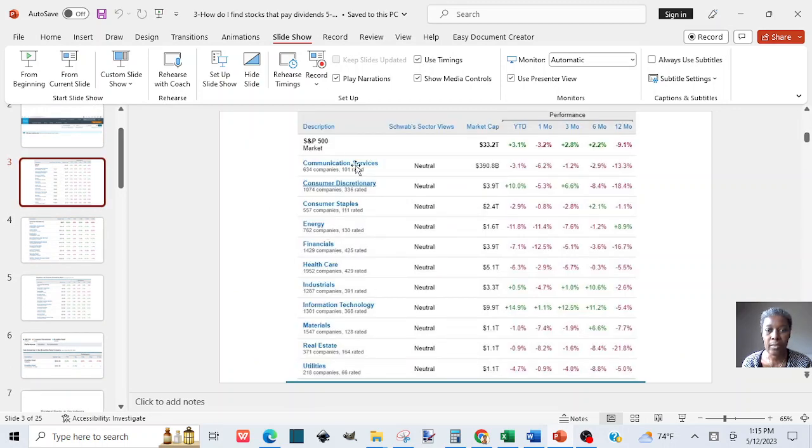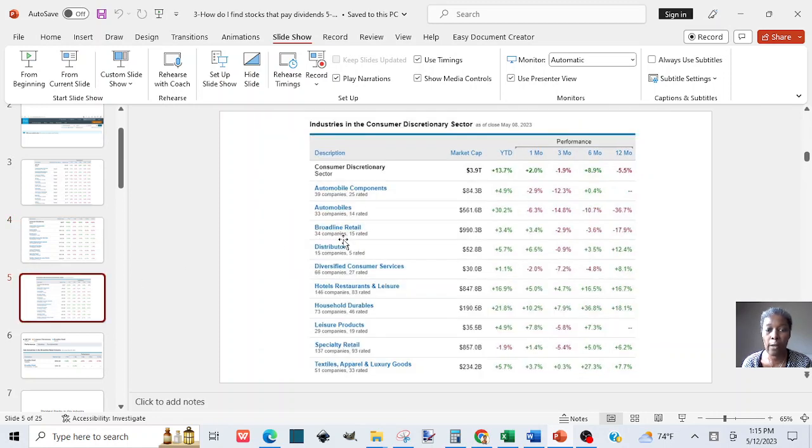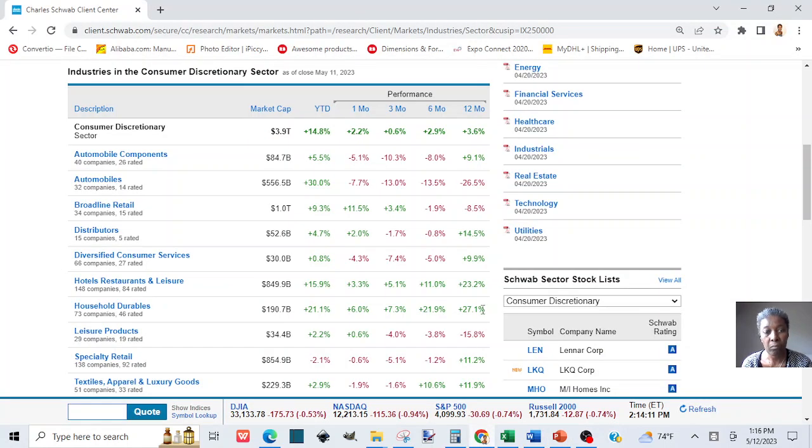And as you can see, I have to click on that one, right? We do not have Broadline Retail in it. The third one was Distributors, but this time we do have Broadline Retail, so we are going to work on it. That's a new industry that got added, so we'll click on the industry Broadline Retail.